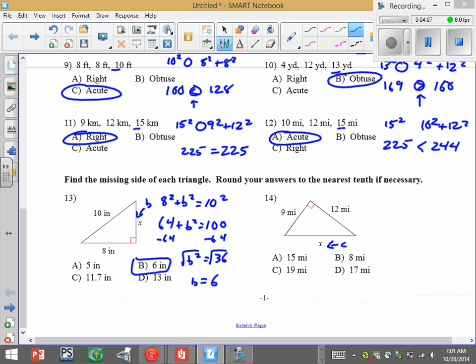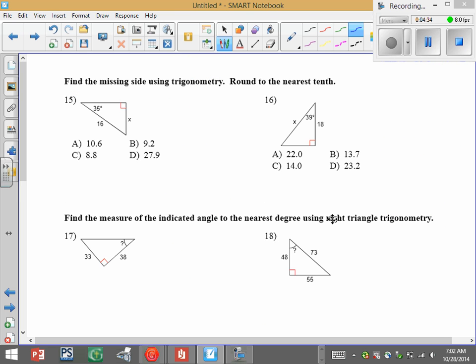Here we're missing side c. So 9 squared plus 12 squared equals c squared. And this is probably the most straightforward Pythagorean theorem where you're just solving for the missing side. So this is 225 equals c squared. So we'll take the square root of 225, and that is 15. So choice A. And then page 2 of this thing, you're going to actually start doing some of the trig.